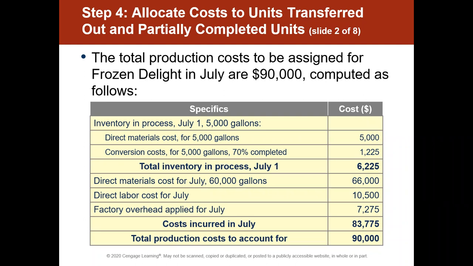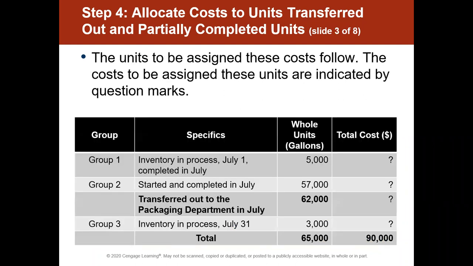Because we would have had to add additional labor to it to finish it up, plus all the stuff we finished. And then our units are assigned the cost as follows. We have group 1, what was in process at the beginning. Group 2, what was started and completed in July. We'd add those up, and then the inventory in process at the end of July.